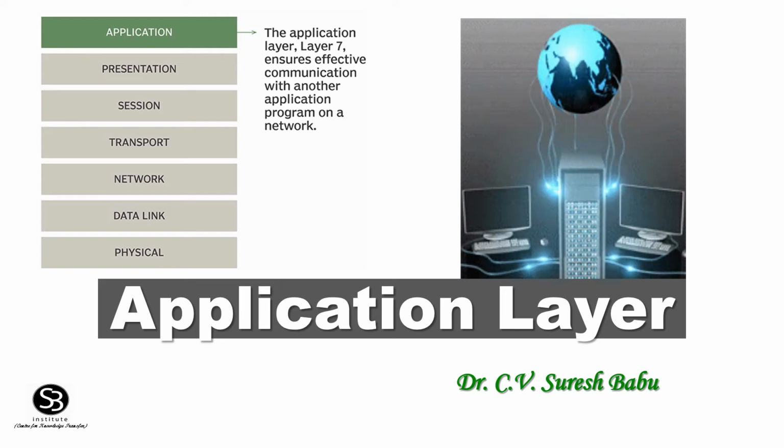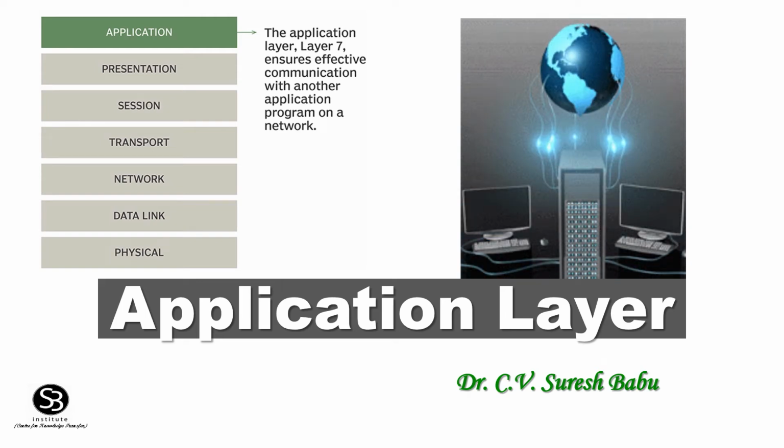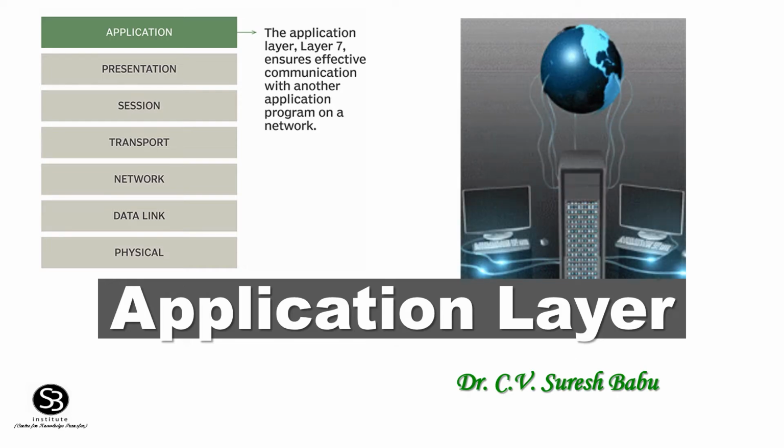Hi everyone, today we are going to speak about the application layer. We know that the OSI model consists of 7 layers, which are physical, data link, network, transport, session, presentation and application. The application layer is the topmost layer of the OSI model. Manipulation of data in various ways is done in this layer, which enables the user or software to get access to the network. Some services provided by this layer include email, transferring files, distributing the results to the user, directory services, network resources, etc. So the application layer is also called layer 7, which ensures effective communication with another application program on a network.